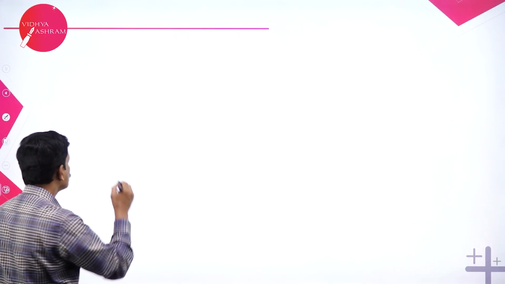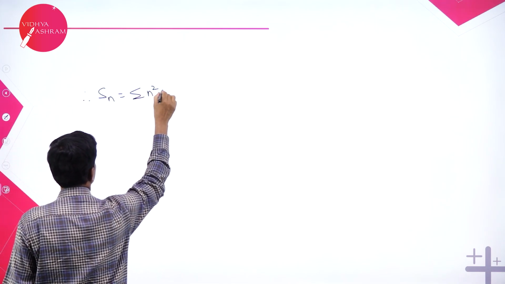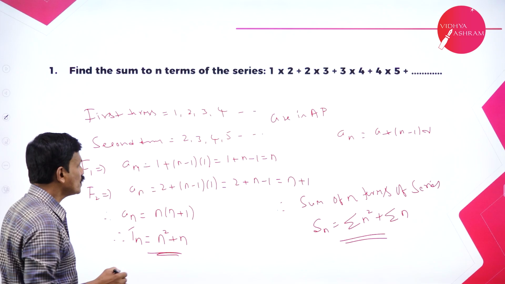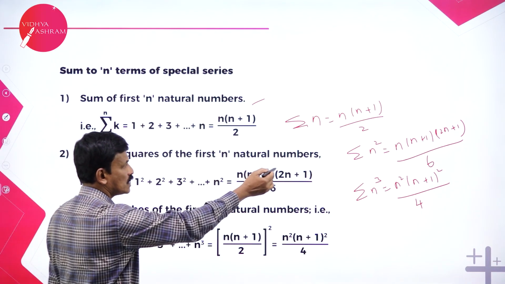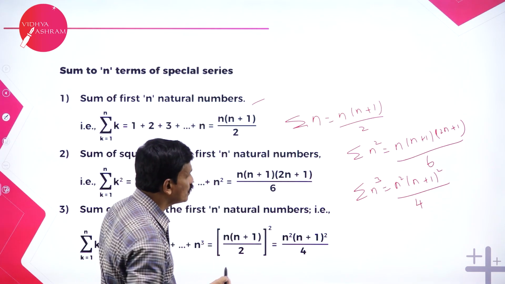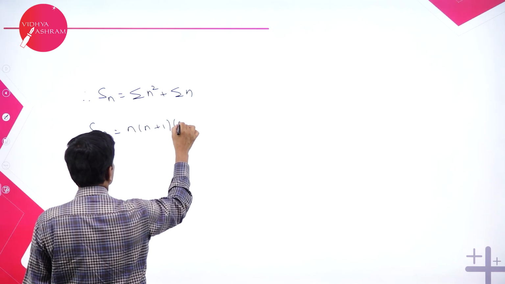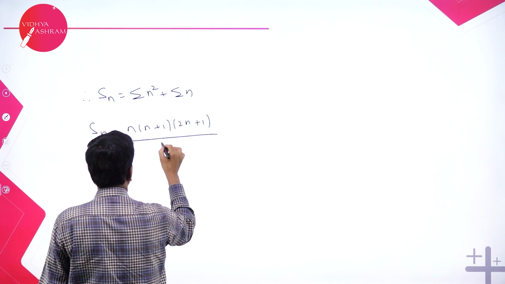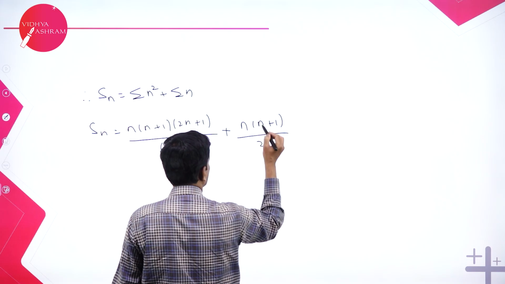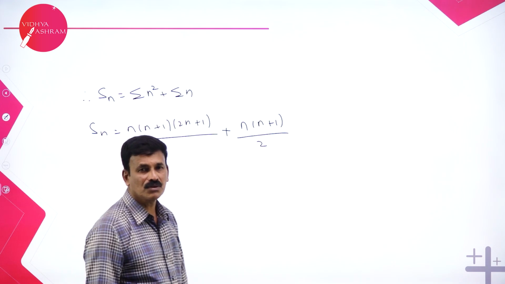Now, let me write. So what is Sn? Sn is equal to sigma n square plus sigma n. What is the formula for sigma n square? Sigma n square is n into n plus 1 into 2n plus 1 by 6. Sigma n is equal to n into n plus 1 divided by 2. Substitute it. So sigma n square is n into n plus 1 into 2n plus 1 divided by 6 plus sigma n, n into n plus 1 divided by 2. Just substitute the formula for sigma n and sigma n square.